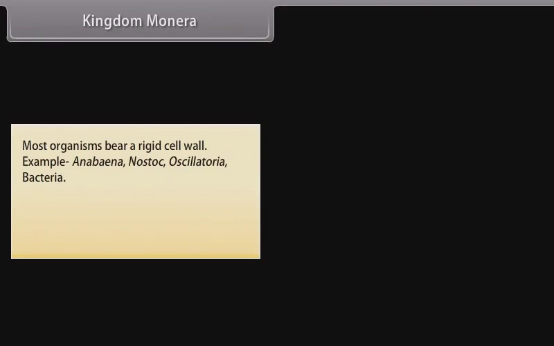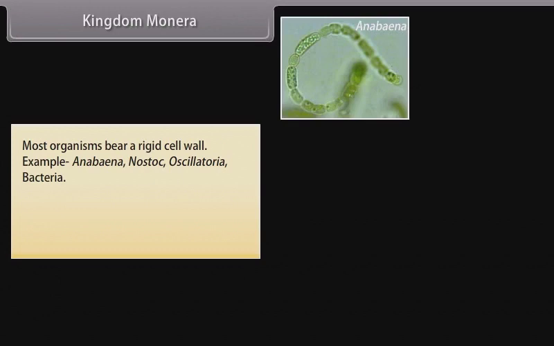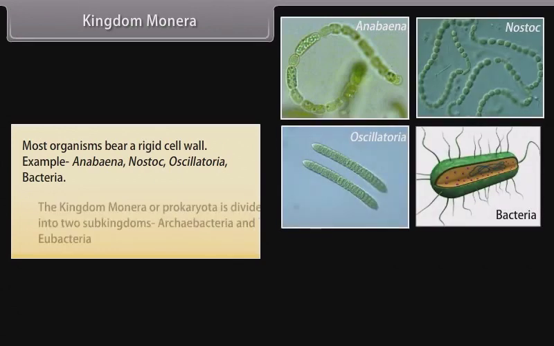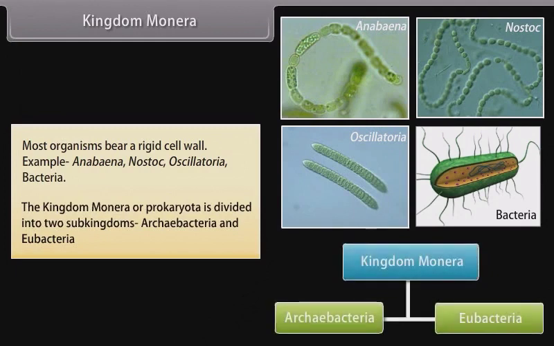Most organisms bear a rigid cell wall. Example: Anabaena, Nostoc, Oscillatoria, bacteria. The kingdom Monera or Prokaryota is divided into two subkingdoms: Archaebacteria and Eubacteria.